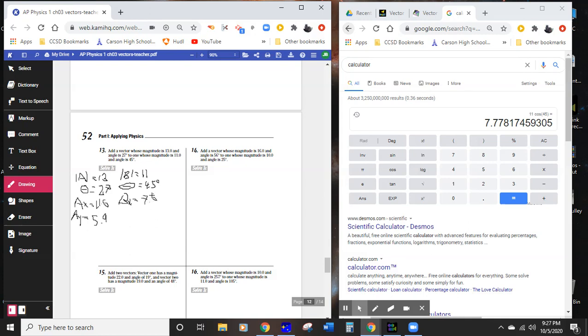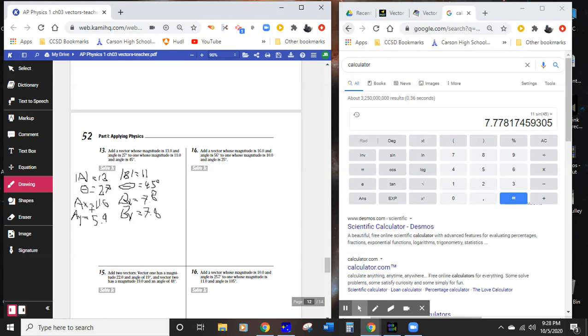Okay? And now for 45 degrees, we know it should be the same answer because sine and cosine are the same for 45 degrees, but let's go ahead and just do it anyway. So here is the y component. We'll do 11, but this time sine of 45 degrees, and that gets us 7.8 again. So remember, sine and cosine are the same at 45 degrees, okay? 7.8.